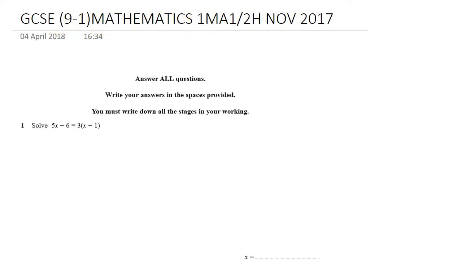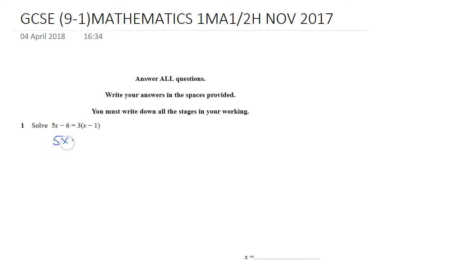GCSE Mathematics 1MA2H, November 2017. Question number 1. 5x minus 6 is equal to 3x minus 1. We have to solve it, which means we have to find the value of x.